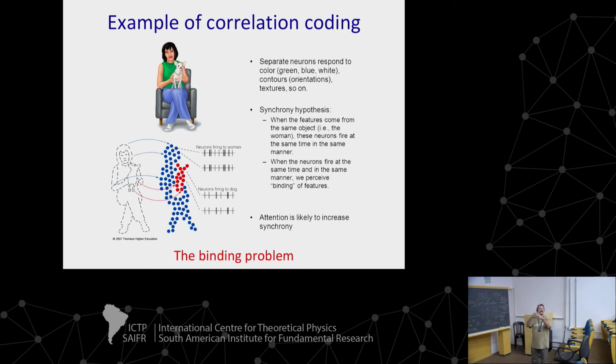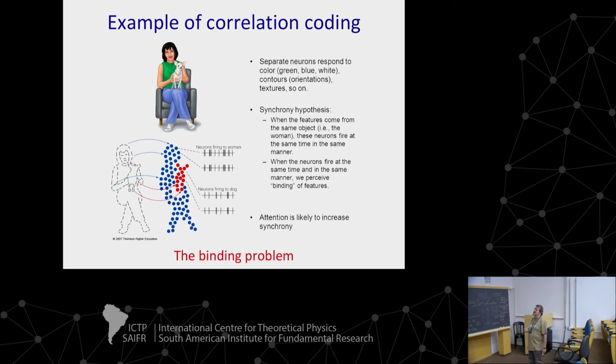How can you bind? Because when we look at a picture, the initial stages of processing in our brain separate everything. There are neurons that process color, neurons that process movement, texture, and so on. But at some higher order processing stage in the brain, you bind all of them together to give the impression of a woman or a dog. How do you bind these?